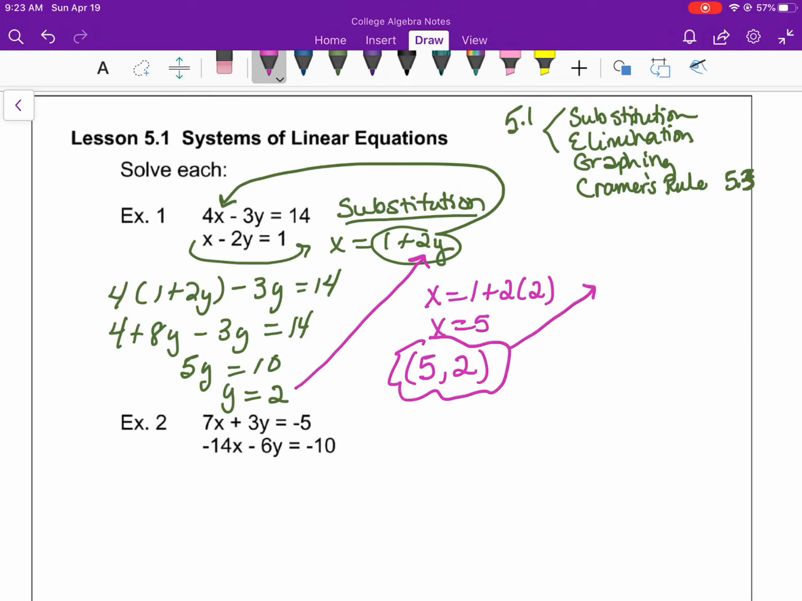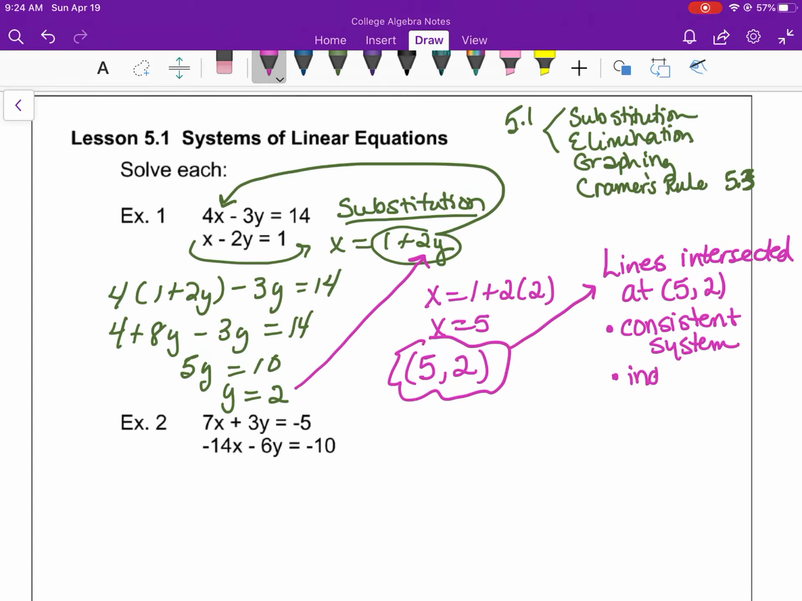All right, so when your lines intersect at exactly one point, you will call the system consistent. And we call the equations independent of each other. Now this information is in your textbook on page 498.